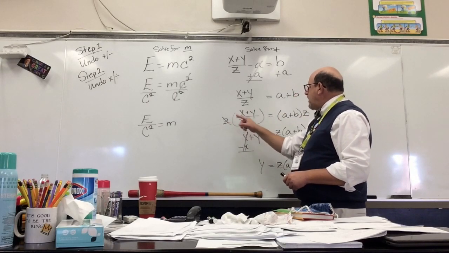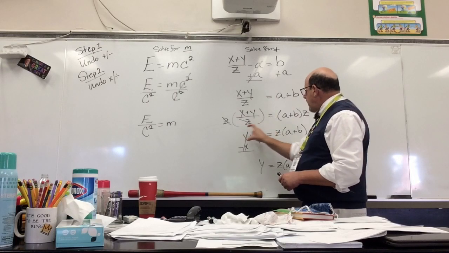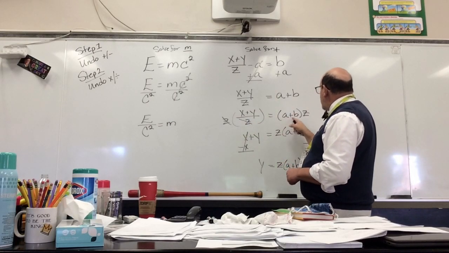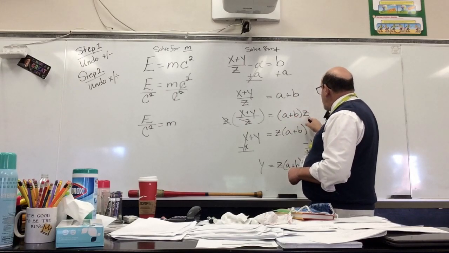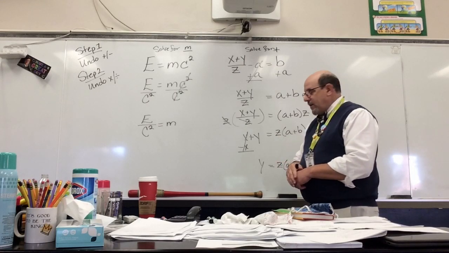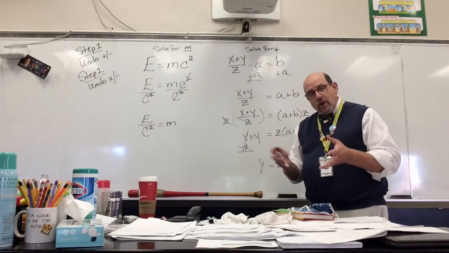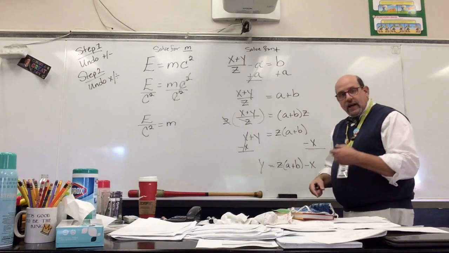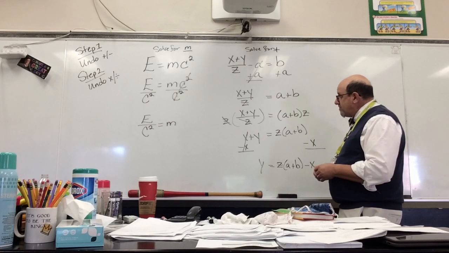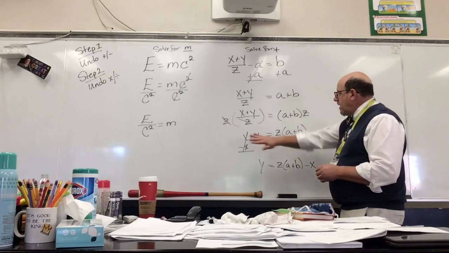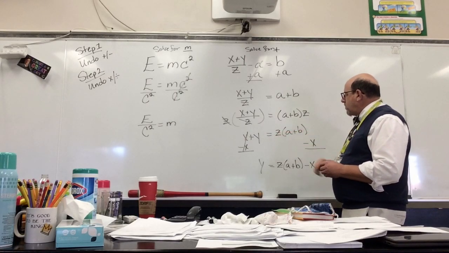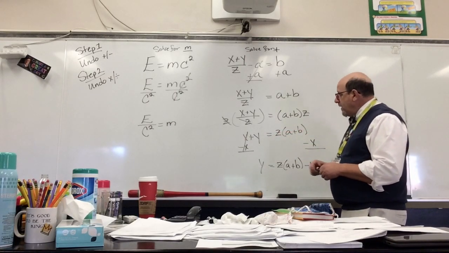Z divided by z equals 1, so I have 1 times x plus y here. And then I have a plus b times z. So I have z times the quantity a plus b. All right? I know it's annoying, but rewind it, look at it again. I could have rewritten this, and okay, because I have x plus y equals z times the quantity a plus b. That's where I've gotten so far.